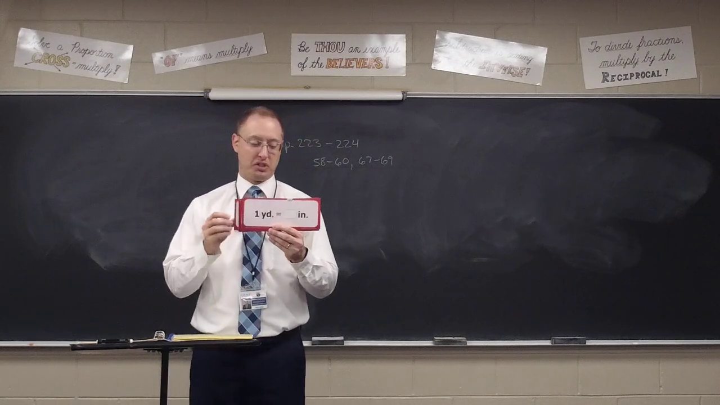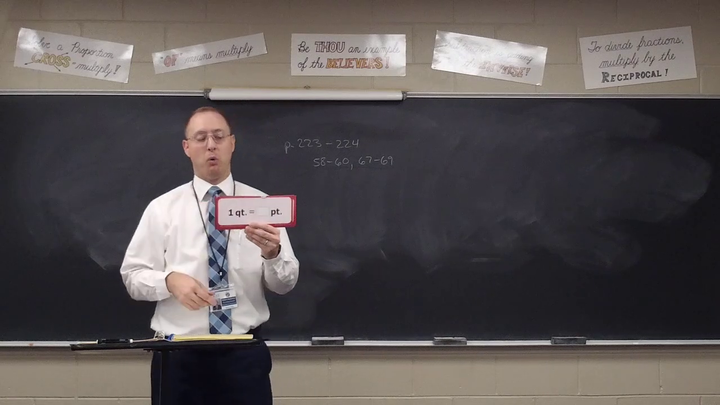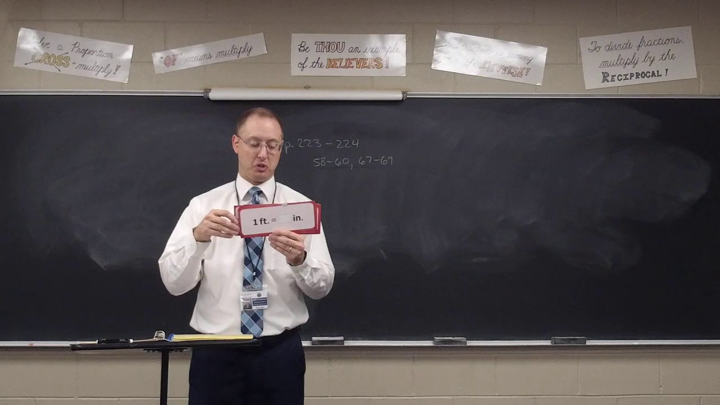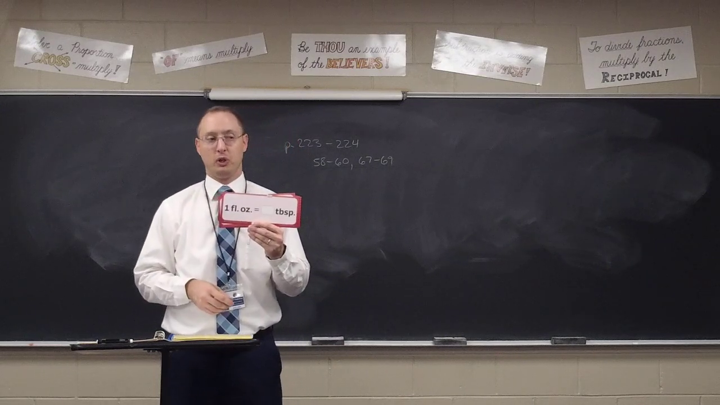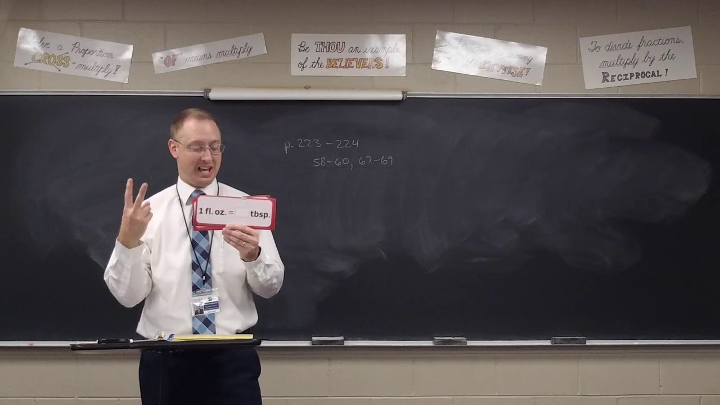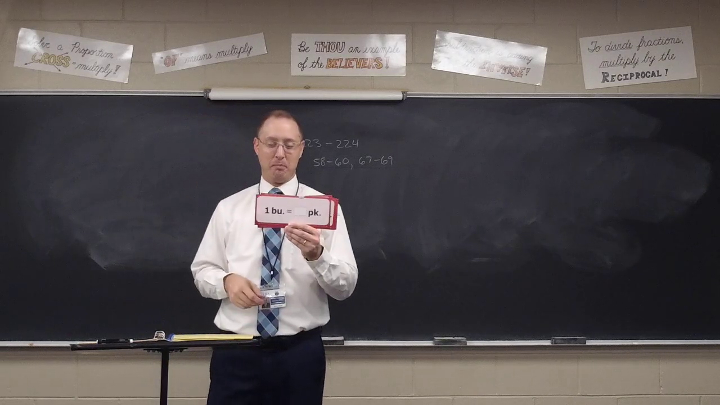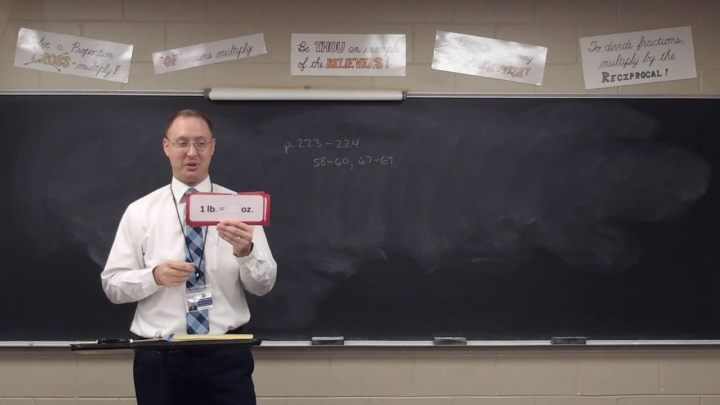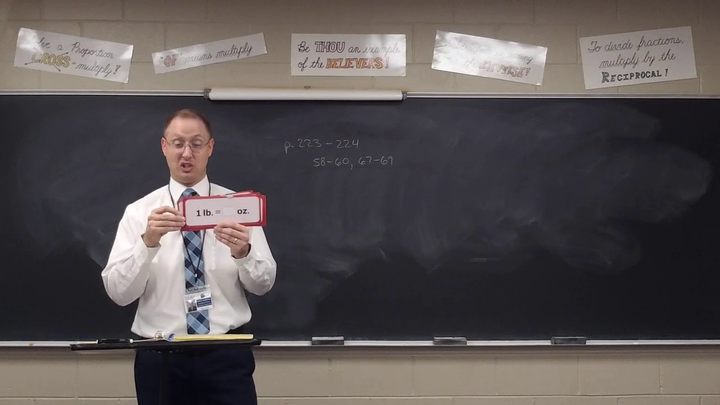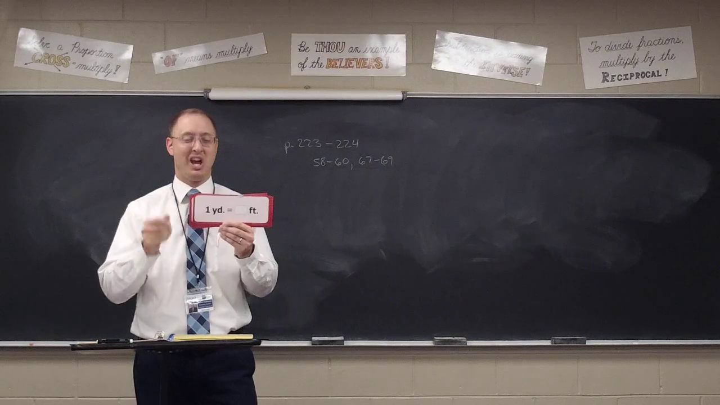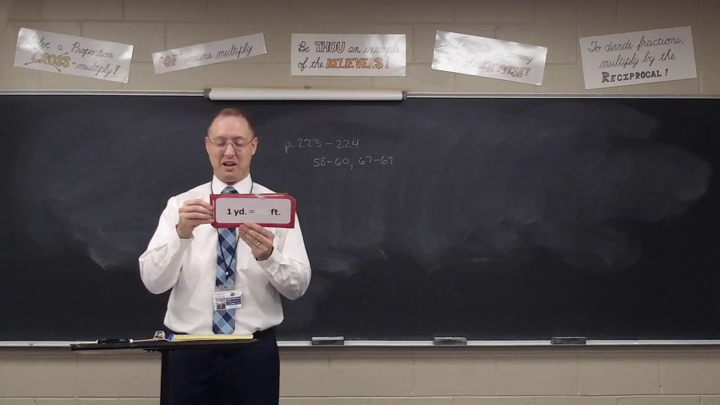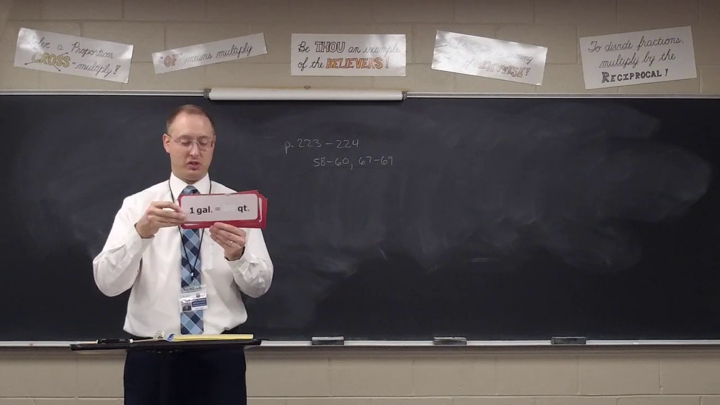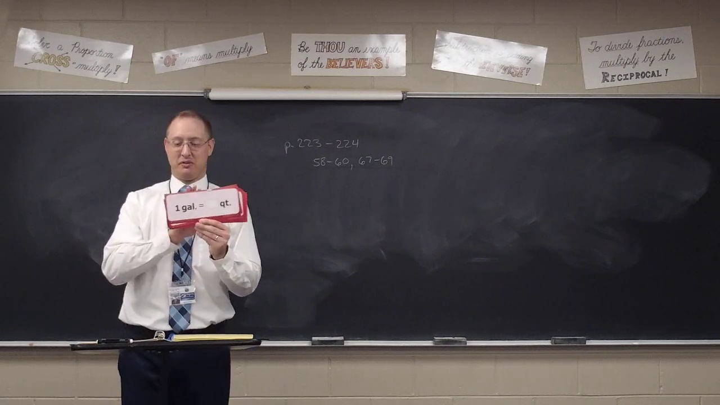1 yard equals 36 inches. 1 quart equals 2 pints. 1 foot equals 12 inches. 1 fluid ounce equals 2 tablespoons. 1 bushel equals 4 pecks. 1 pound equals 16 ounces, just like a pint is 16 fluid ounces. 1 yard equals 3 feet. 1 ton equals 2,000 pounds. 1 gallon equals 4 quarts.